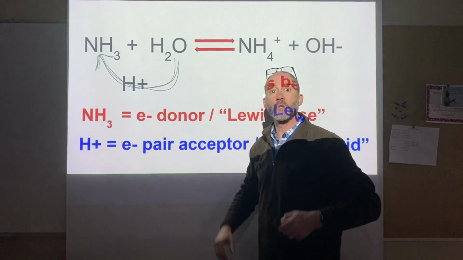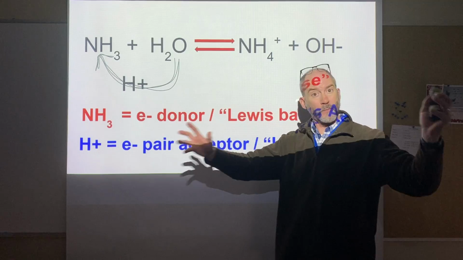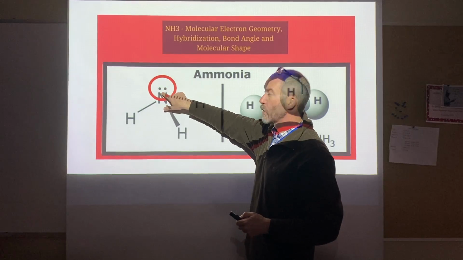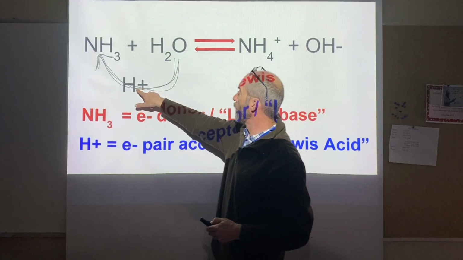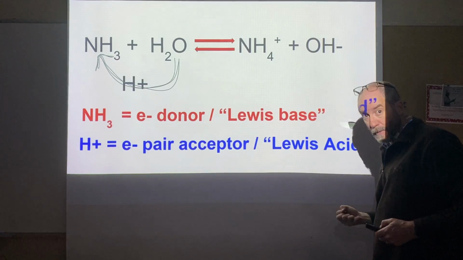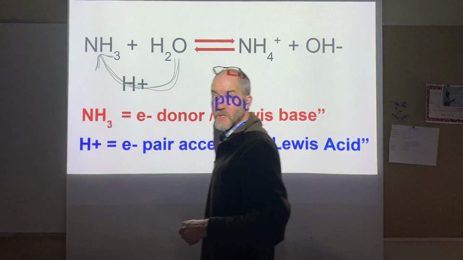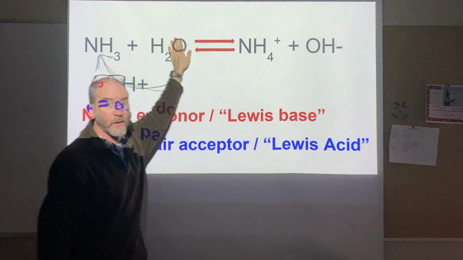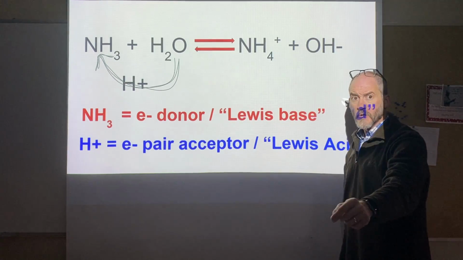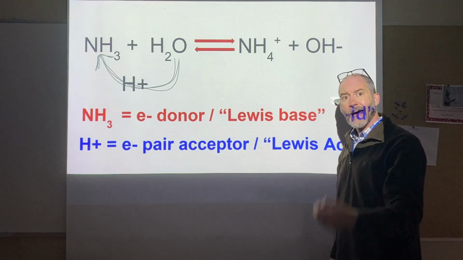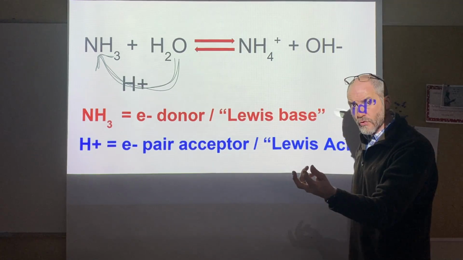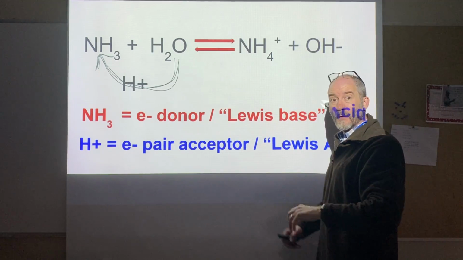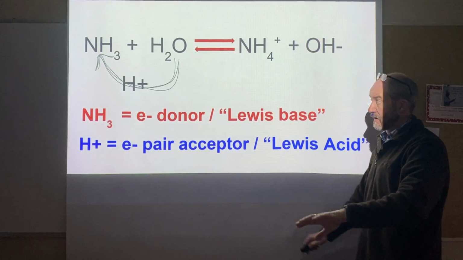But for the purpose of Lewis acids and bases, keep seeing the big picture. You have one that is willing to donate, and you have one that is willing to accept. So by Lewis definition, this becomes our base, and this becomes our acid. Because by Lewis definition, we are simply looking at this idea of electrons and whether the electrons are, in a way, accepted, or in a way, given. Okay?